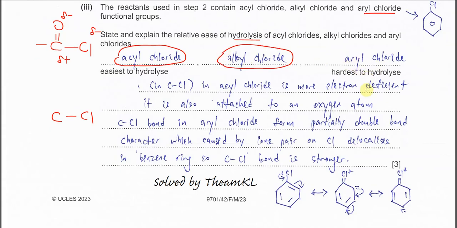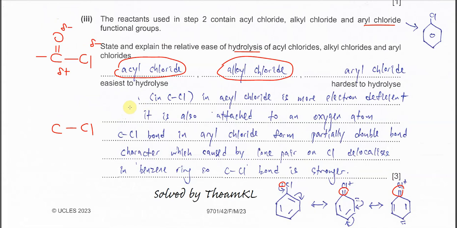Why is aryl chloride the hardest to hydrolyze? Because of the double bond character. The chlorine has a p orbital, and it will overlap with the pi electron system in the benzene ring. After the overlapping, the lone pair on chlorine can delocalize in the benzene ring, meaning it can form double bonds from time to time. When the double bond forms, it is harder to break because it's stronger. Therefore, it's harder to undergo hydrolysis. So that's what you must know how to answer.